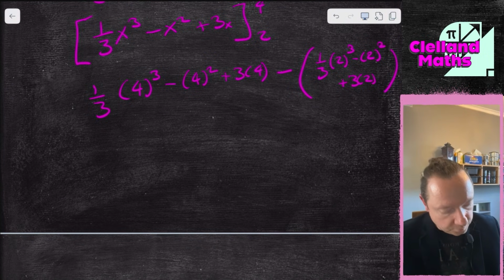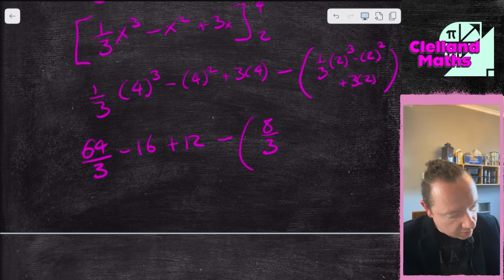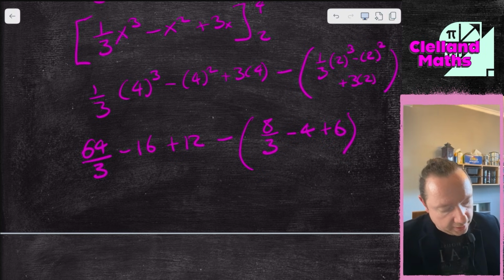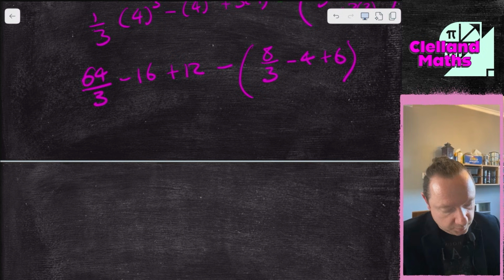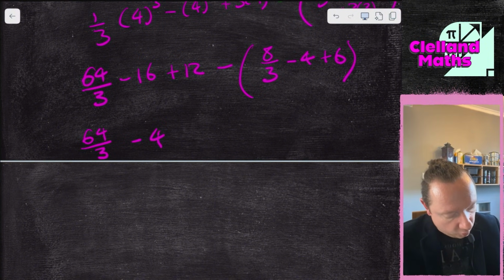So 4 cubed is 64 over 3. 4 squared is 16. 3 fours is 12. Minus 2 cubed is 8 over 3. 2 squared is 4. 3 twos is 6. Now, I usually like to work with that calculator as much as I can, just because I'm used to it. So 64 over 3 minus 16 plus 12 is minus 4. And then I've got minus 8 thirds. Minus 4 plus 6 is 2.